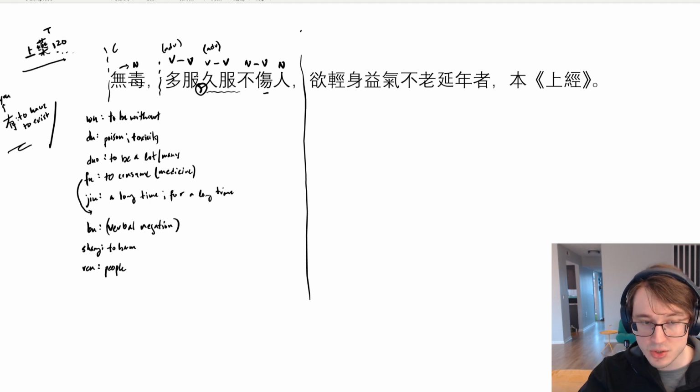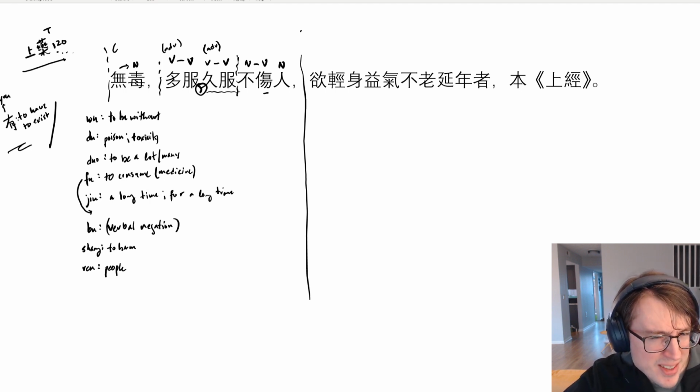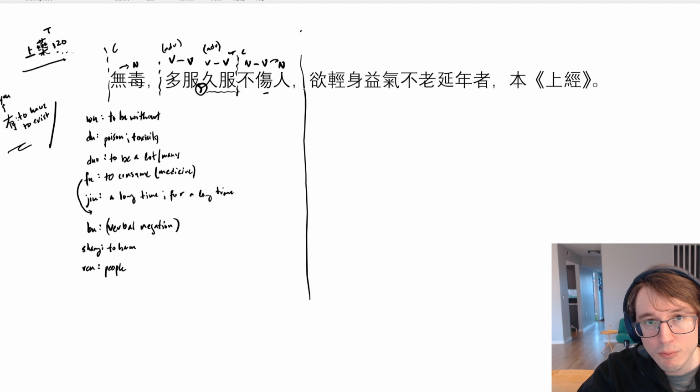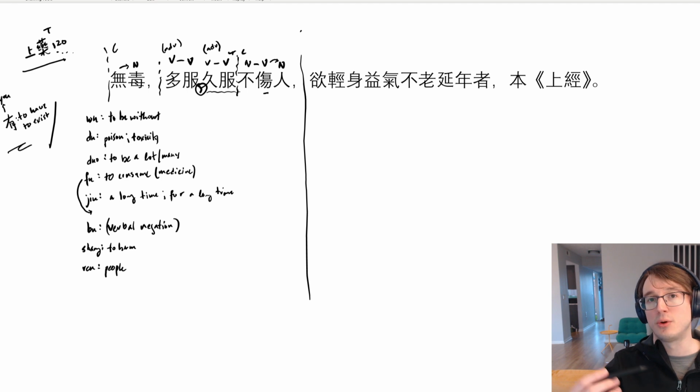I think these are just two potential descriptions of taking the shang yao, the superior medicines. The first one is to consume it many times. The second one is to consume it for a long time. We can think of that as another subtopic, of which there is a comment: verbal negation, to harm, meaning to not harm. And then as an object of that harm verb, harm what? Harm people. So how do we make sense of that? Superior medicines are without toxicity, consuming them many times, consuming them for a long time. In either of those situations, it is not harmful to people, or it literally does not harm people. So many times taking, long time taking, not harm people.